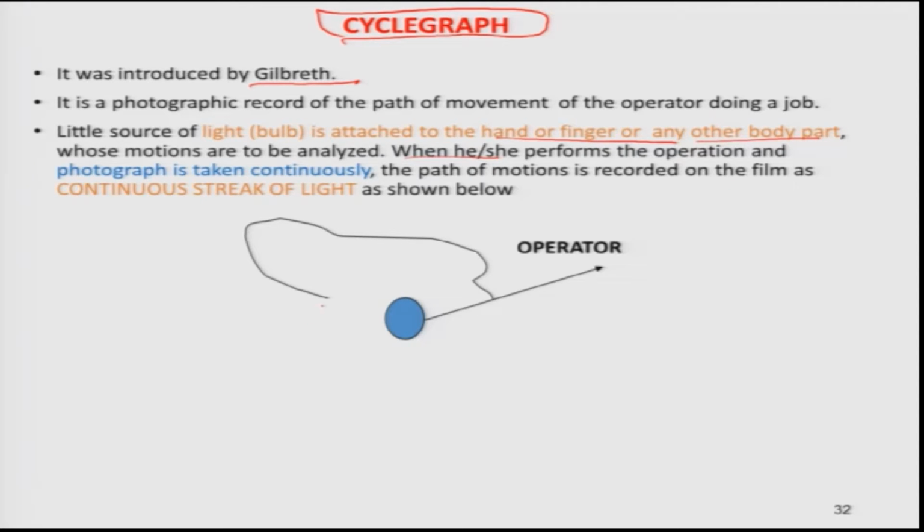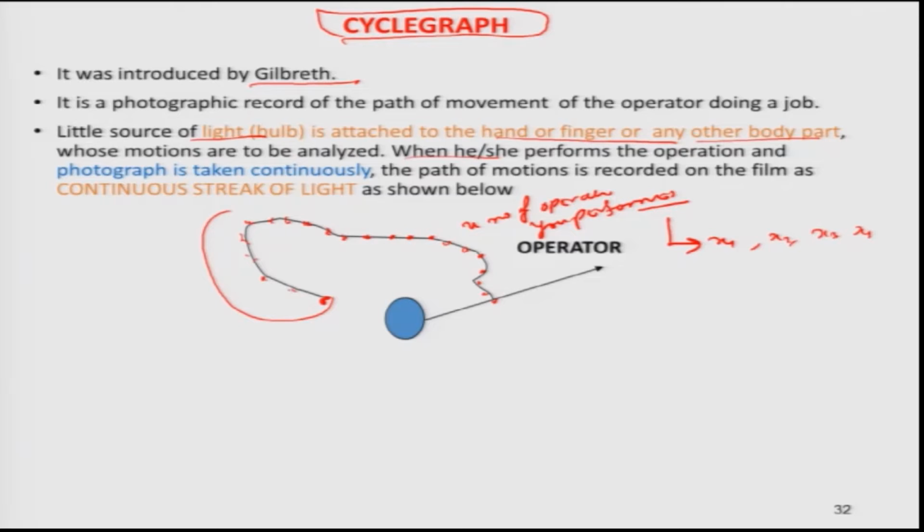Here you can see that you started working from this point and did several things; this is the main path you followed to complete the process. A light bulb is attached to your finger or hand, so that the path is recorded by the camera, and this is called a cyclegraph. Whatever path you followed is recorded by the camera. Suppose you performed x number of operations. First you break the operation into x1, x2, x3, x4, x5, x6, like that.